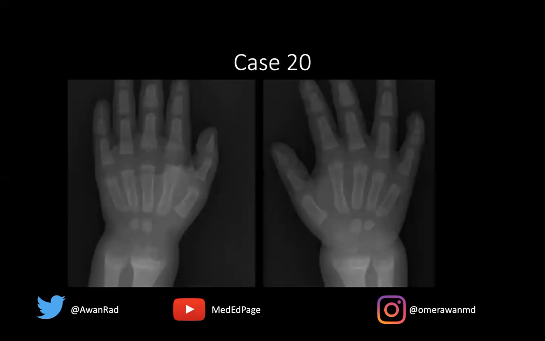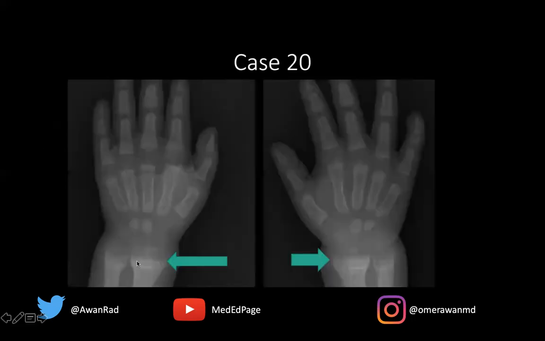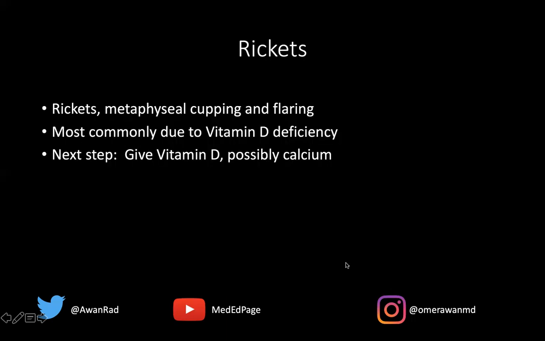Moving on to case 20, we have images of bilateral hands in a very young person. Notice the metaphyseal cupping and fraying here, the irregularity along the metaphysis of the radius, the ulna. It's a bilateral symmetric finding here. This is seen in rickets, right? Metaphyseal cupping and flaring is usually due to vitamin D deficiency. That's the testable fact that you'll likely be asked. The next step is obviously to give vitamin D, possibly calcium. But it's this metaphyseal cupping and fraying and irregularity of the metaphysis that suggests the diagnosis of rickets.